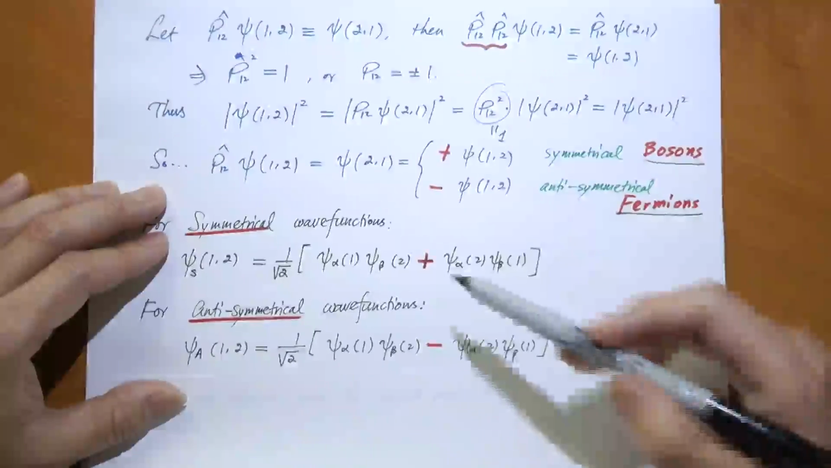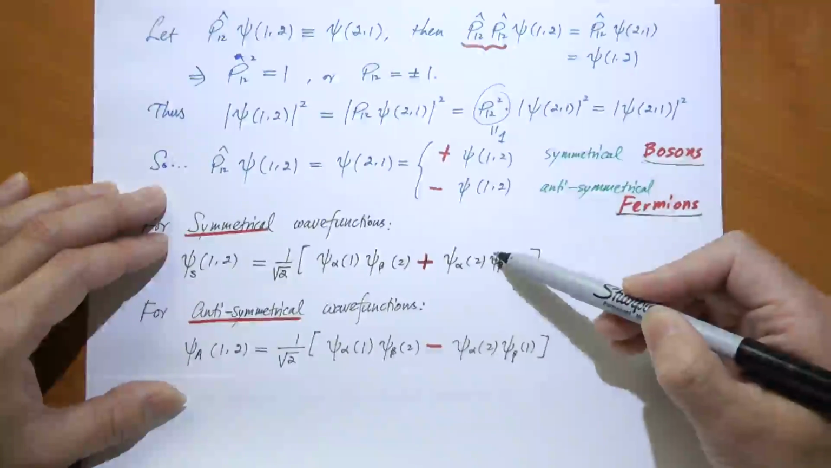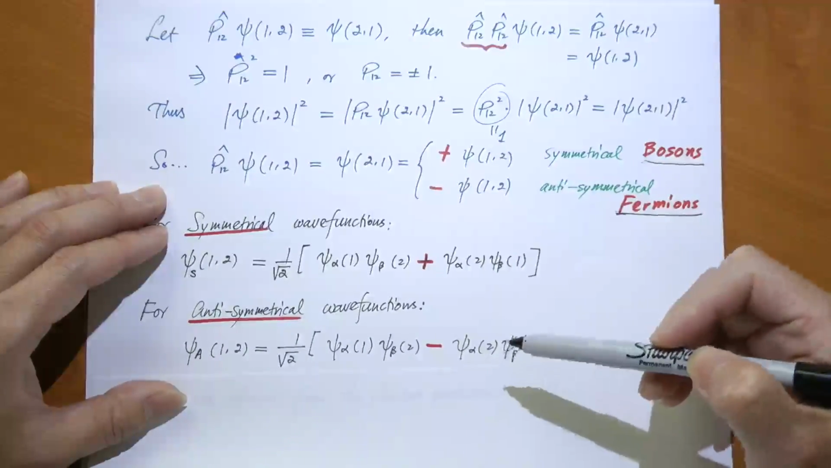So this is the difference between symmetrical and anti-symmetrical wave functions. Those are for bosons, those are for fermions, two distinct classes of identical particles.